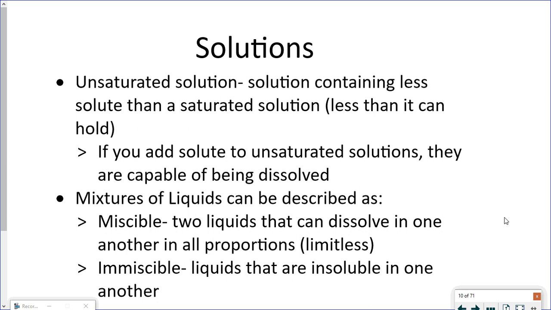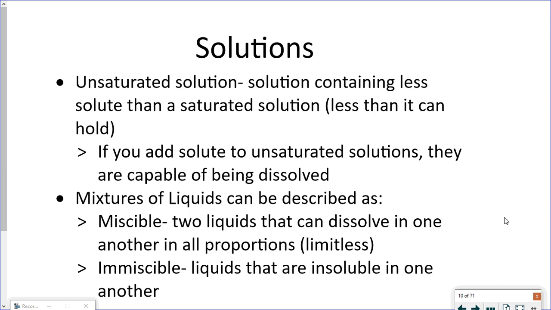We also have unsaturated solutions. These are solutions that contain less solute than a saturated one, so less than it should be able to dissolve. So if you add more solute to it, they can actually dissolve more. So you can continue adding solute to be dissolved.